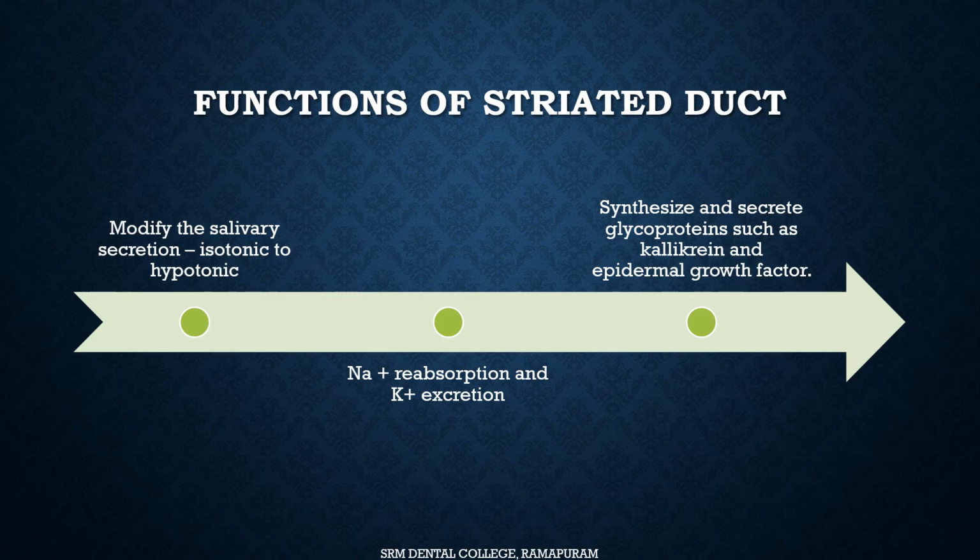So how is this done? This is done by absorption of sodium and excretion of potassium ions. Your striated duct also synthesizes and secretes certain glycoproteins such as kallikrein and epidermal growth factors.